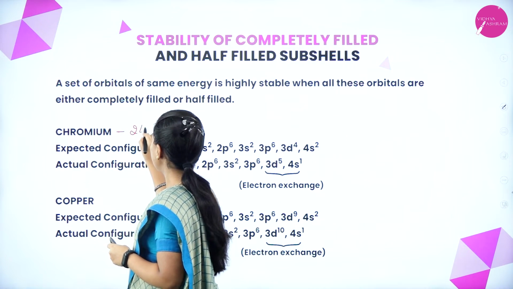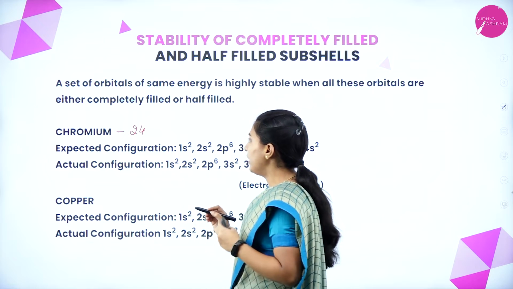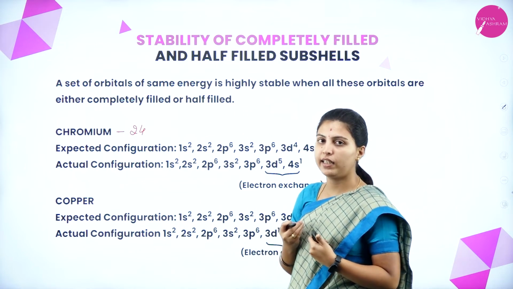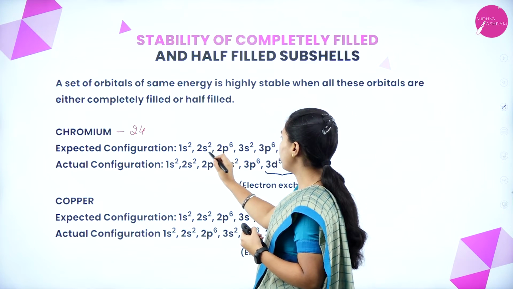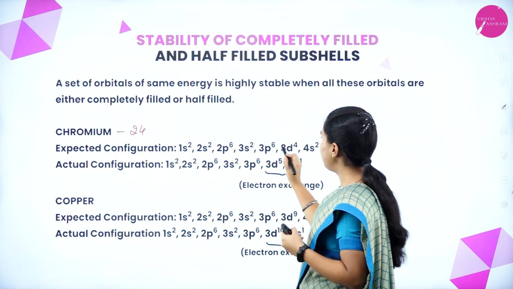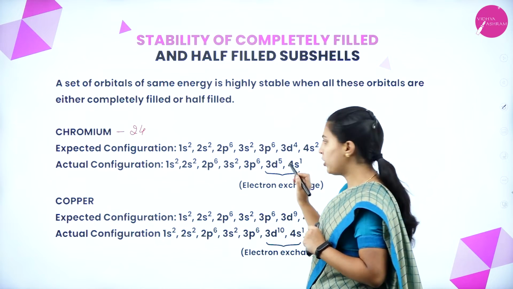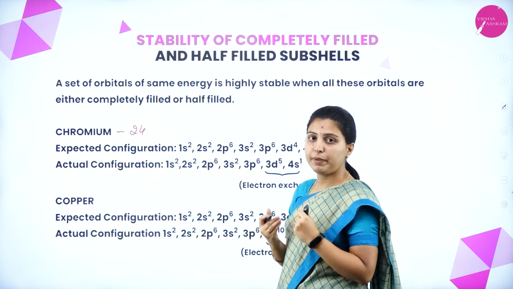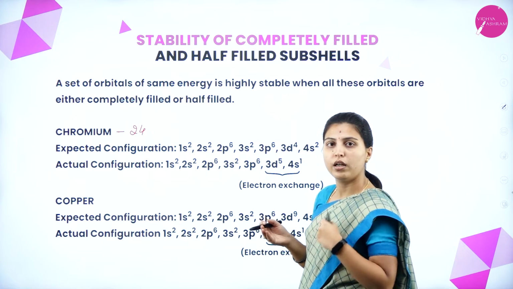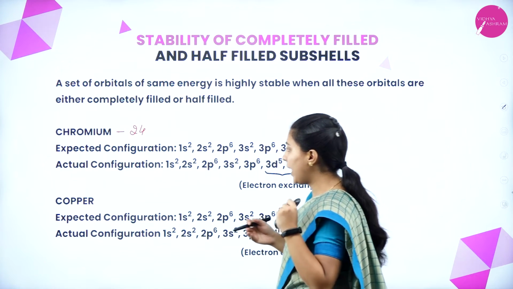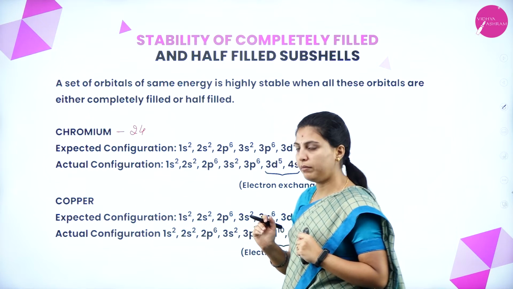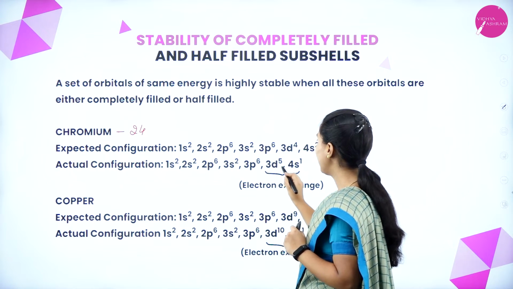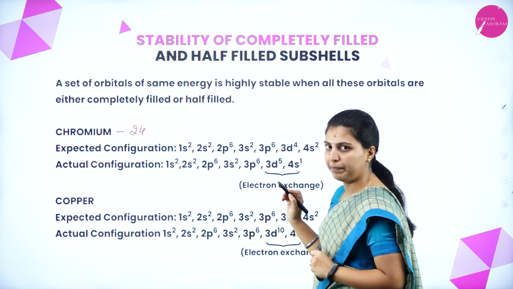Chromium, atomic number 24. The expected configuration, what we will expect by reading the electronic configuration: 1s2, 2s2, 2p6, 3s2, 3p6, 3d4, 4s2. Because 4s2 is least energy, we will see it like this. It is an expected configuration, but these two are exceptional cases. The actual configuration of chromium is 1s2, 2s2, 2p6, 3s2, 3p6, 3d5 and 4s1.